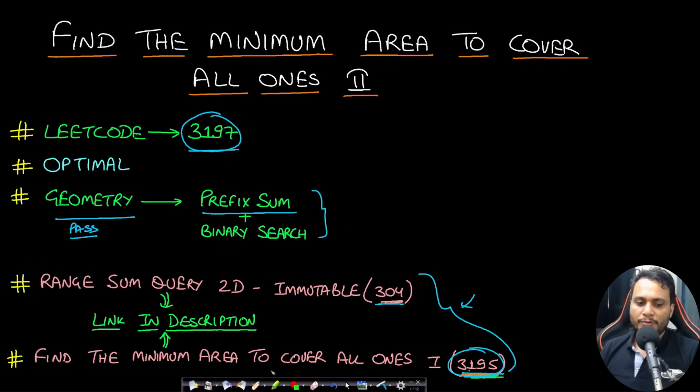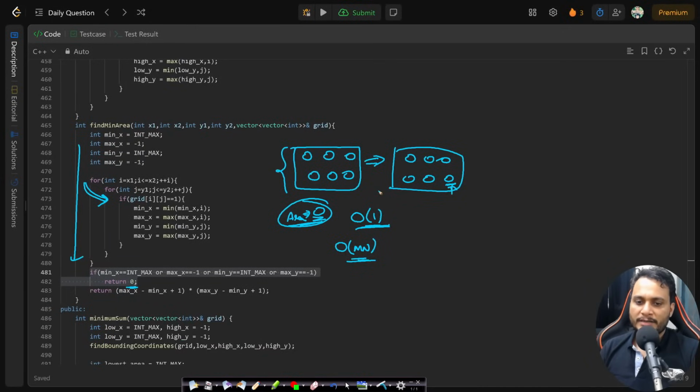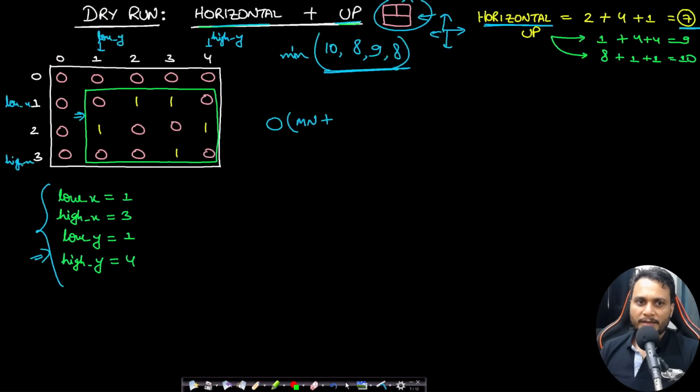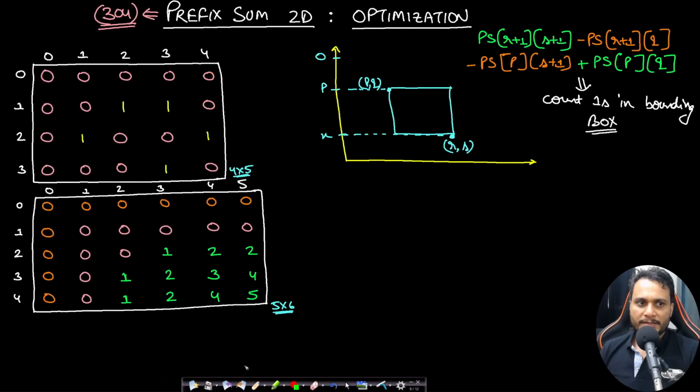The prerequisite for that is to solve problem number 304, where I have already explained in detail how to apply 2D prefix sum on a 2D matrix, right? So this problem is very important to apply this optimization and understand it. But still I will be giving you a recap. Okay, so this is one thing that you can do. Now let me show you the prefix sum optimization. So let's see this prefix sum optimization.